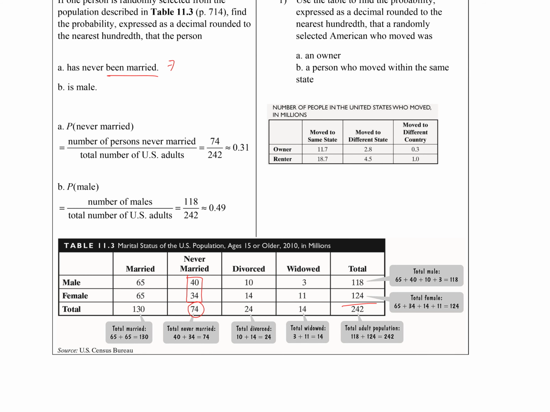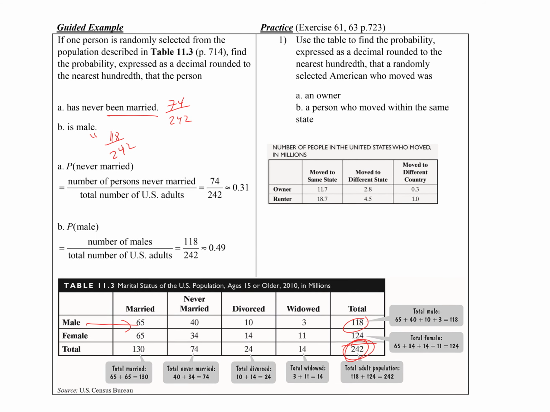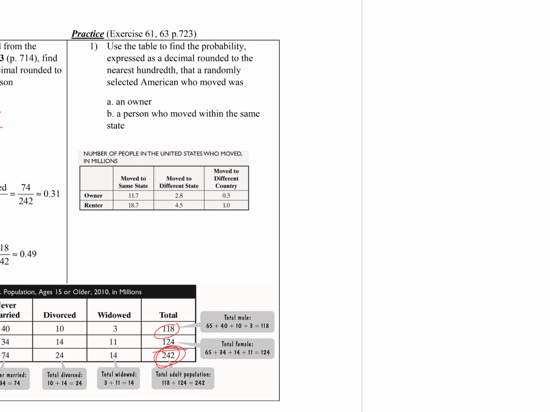So we're going to say 74 people out of the 242. How about if they're male? So again, it's not asking about whether they're married or not married or divorced or whatever. Male, just in total. If we look at this row, we see there's 118 guys out of the total 242 people surveyed. Okay, this is the total surveyed. All right, what's the next question? That's it. Okay, let's do this one together.